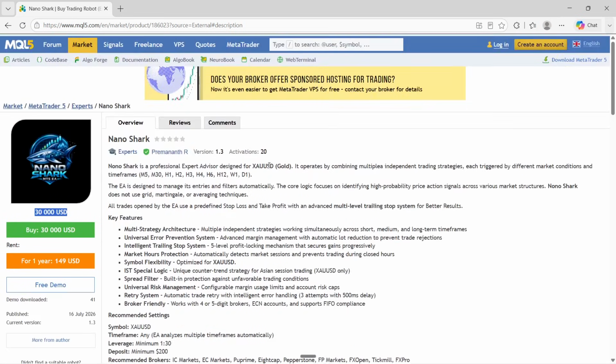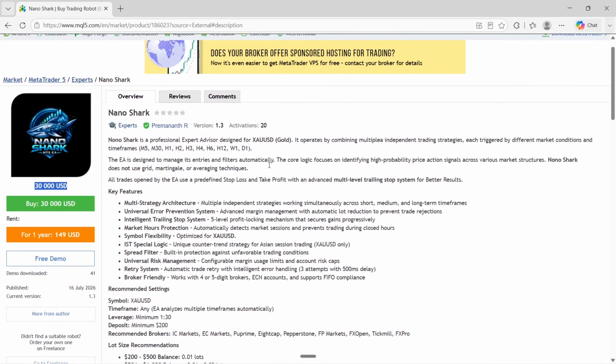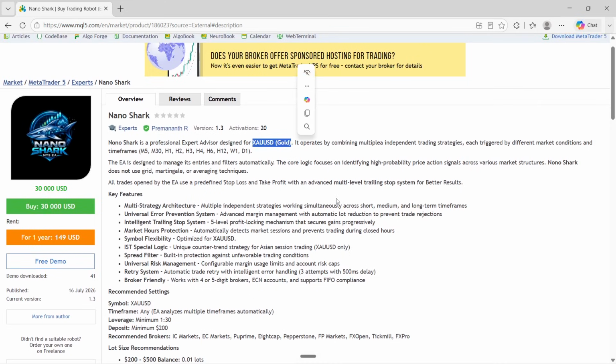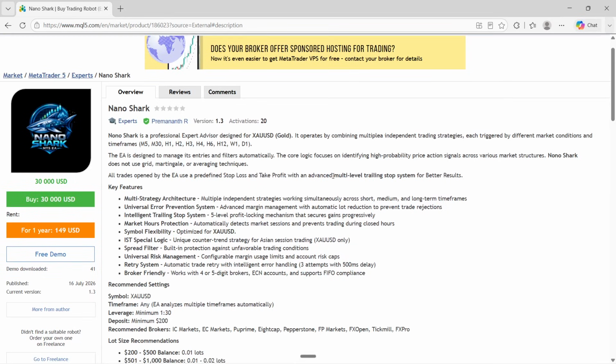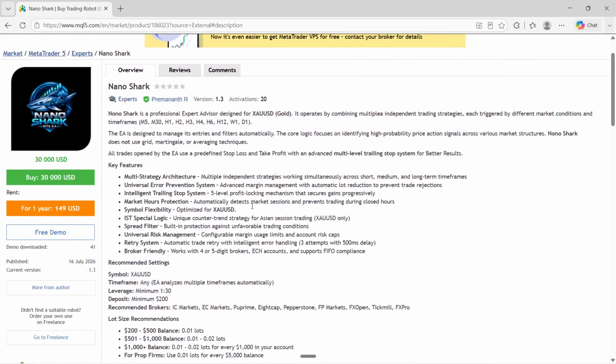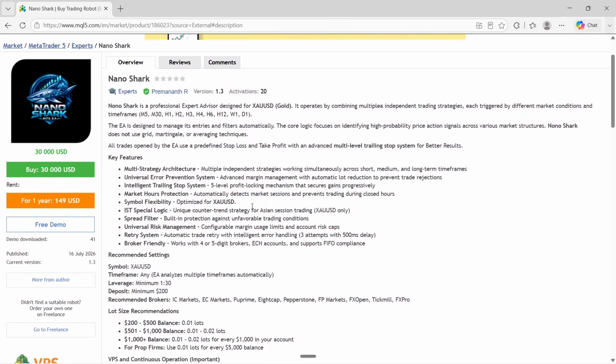And if we expand this, you see that on the MQL5 page, the Nano Shark is described as a professional expert advisor designed for XAUUSD gold. It combines multiple independent trading strategies, each triggered by different market conditions and timeframes ranging from M5 up to daily and even weekly. The core logic focuses on identifying high probability price action signals across various market structures. The EA does not use grid, martingale, or averaging techniques.